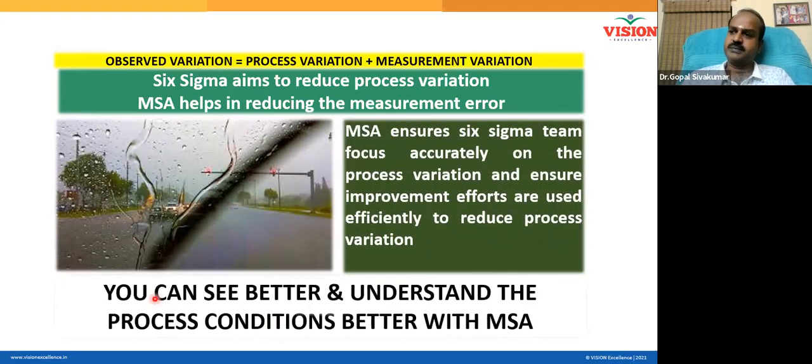So you can see the process conditions better if your measurement system is better. But how do you know whether your measurement system is better or not? First of all, measurement system means the equipment, the operator, the characteristics that is getting measured, the item that is getting measured, the environmental condition, the instructions that are given to them, all of them are part of the measurement system. Anything can go wrong. If any one of the elements goes wrong, then the whole measurement system will fail to provide quality data.